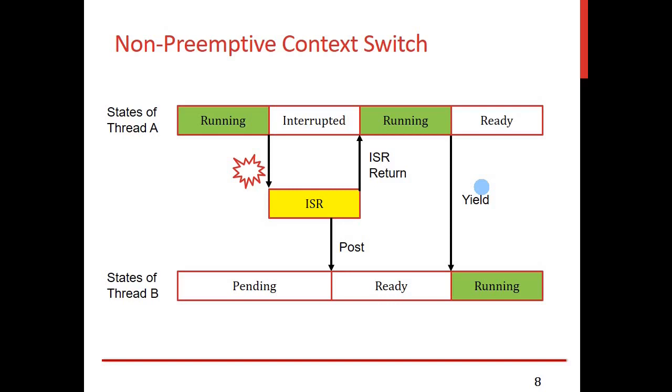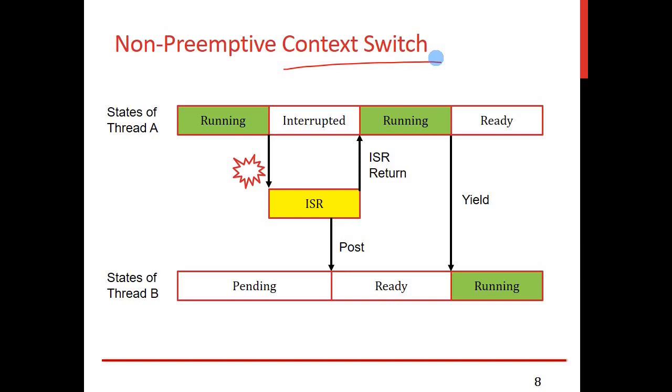Now we're going to look at the context switch. A context switch, as we have seen before, is what happens when a task is running and you need to switch out that task from the CPU to allow another task to take over the CPU.